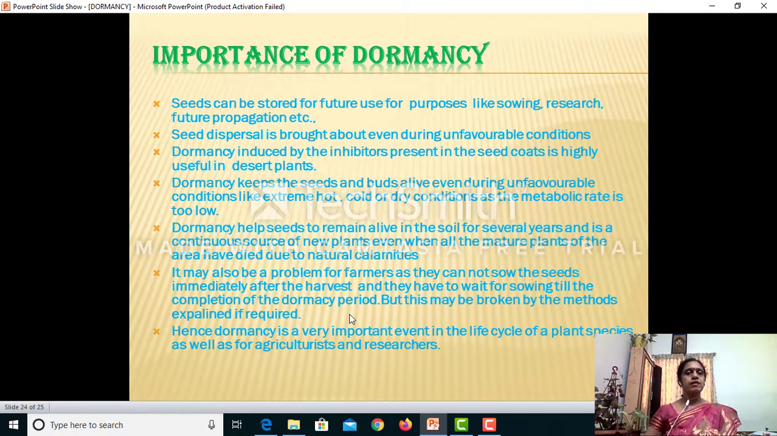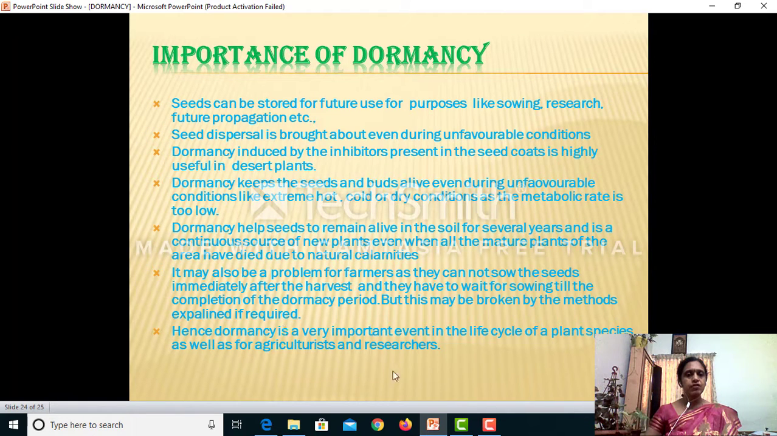And now let us consider the importance of dormancy. Dormancy is very important to nature as well as mankind. Seeds can be stored for future use for purposes like sowing, research, future propagation, etc. Seed dispersal is brought about even during unfavorable conditions. Dormancy induced by the inhibitors present in the seed coats is highly useful in desert plants. Dormancy keeps the seeds and buds alive even during unfavorable conditions like extreme hot, cold or dry conditions, as the metabolic rate is too low.